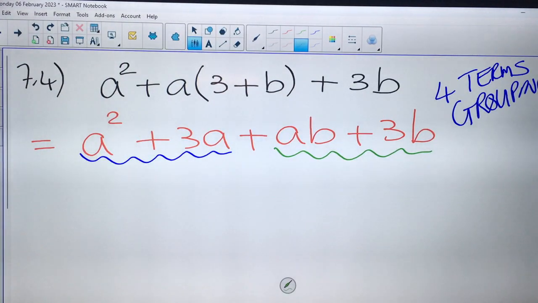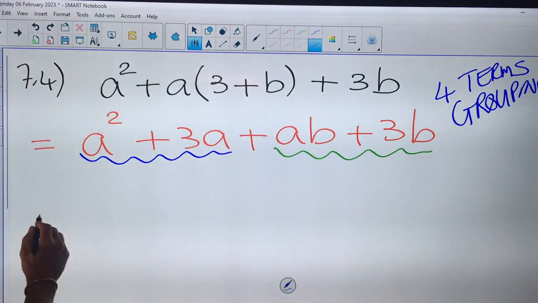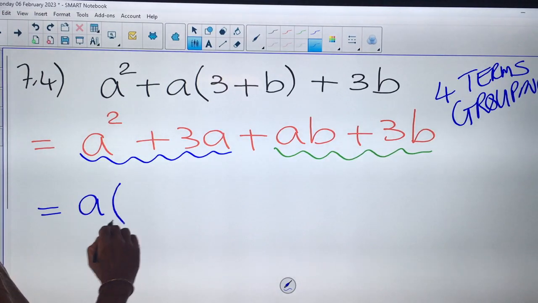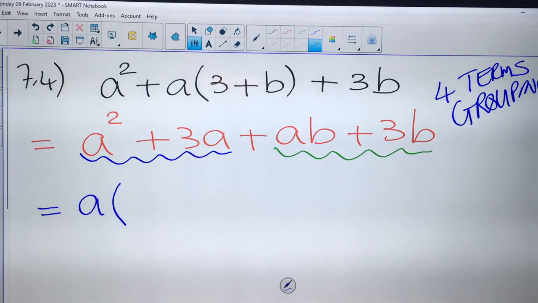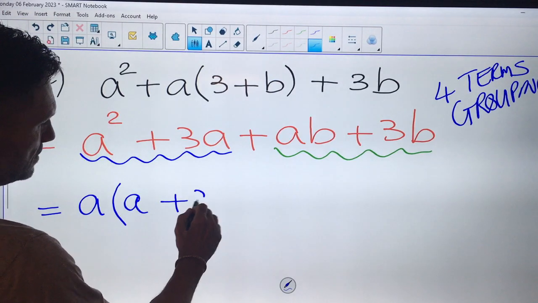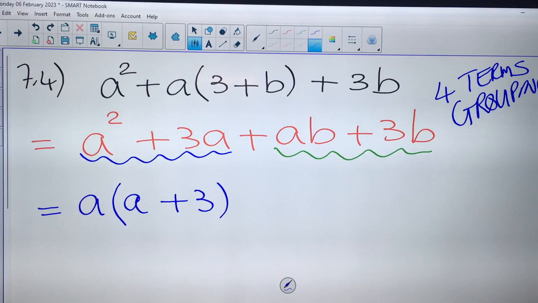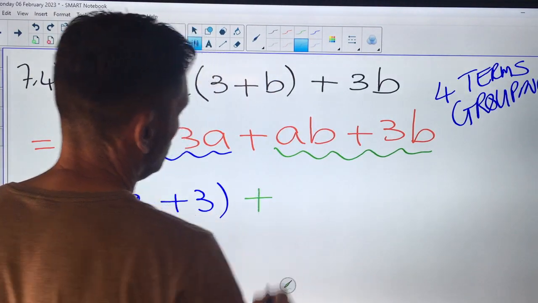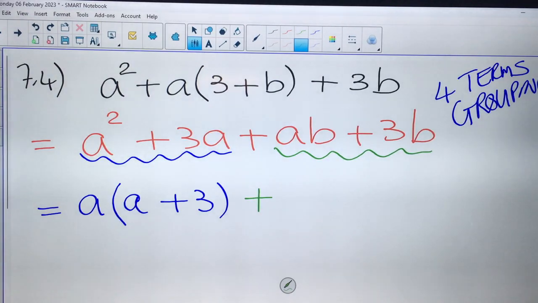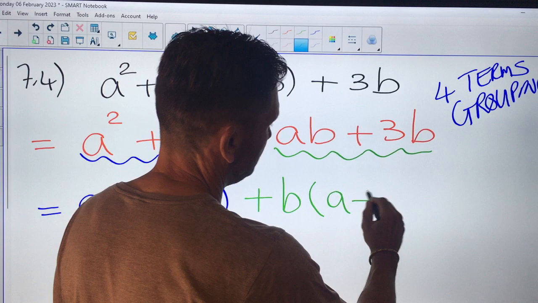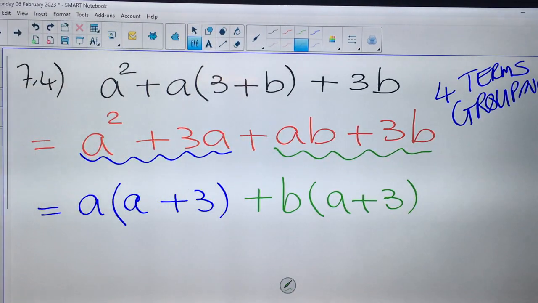So I'm going to look at the blue part first. In the blue part, what is the common factor? A. A is a common factor. And what is left? To get an a squared, we need another a and plus 3. Now I look at the green part. In the green part, what is the common factor there? B. B is the common factor. So the B comes to the front and that gives me a plus 3.